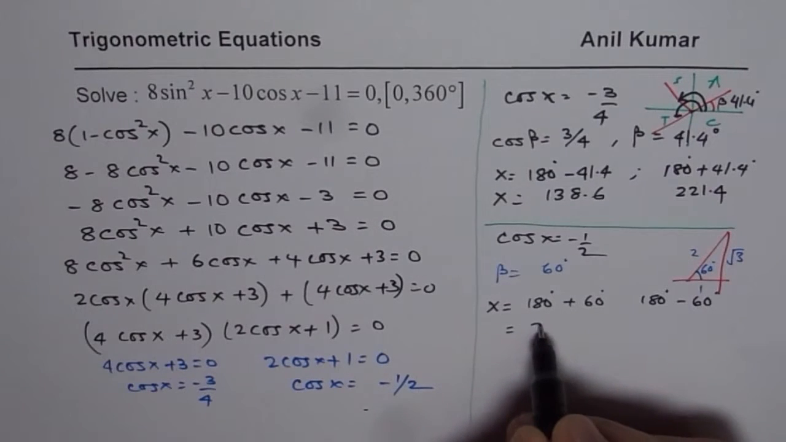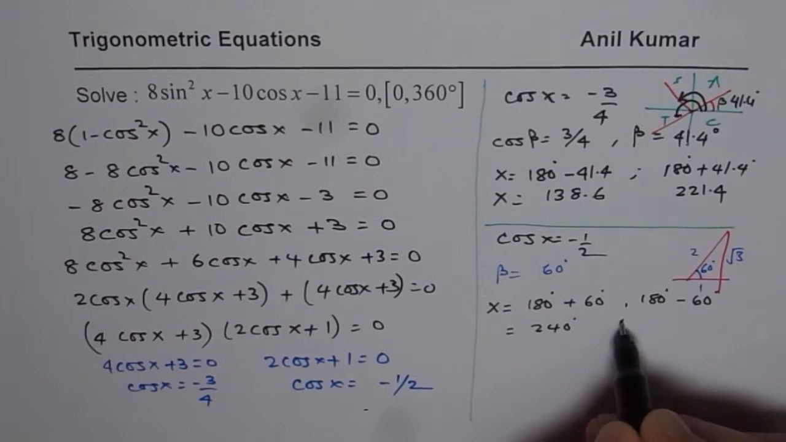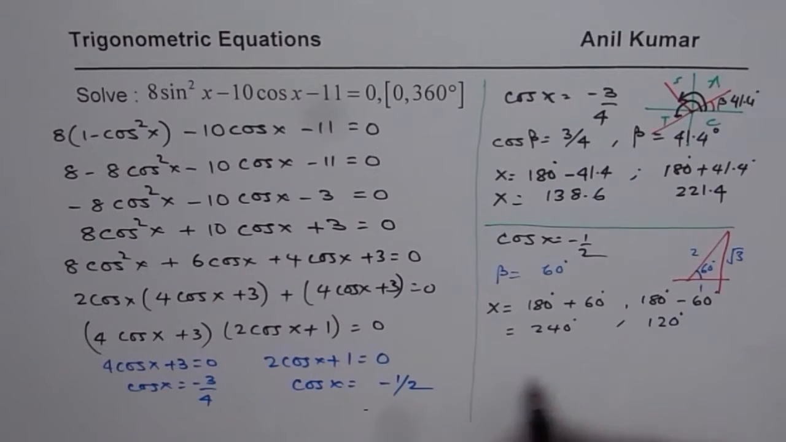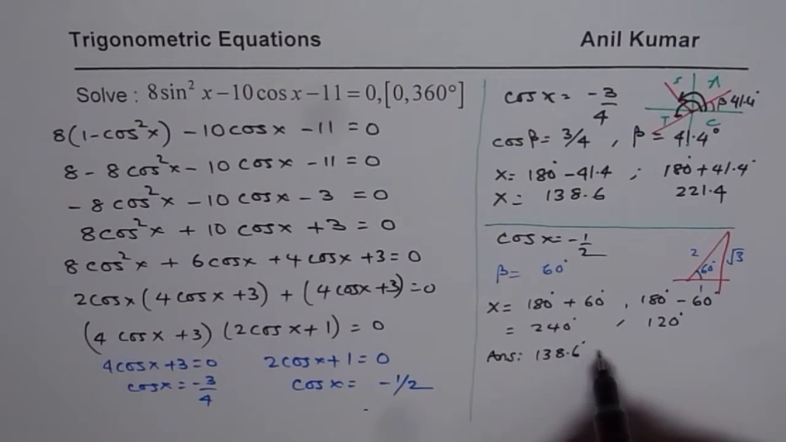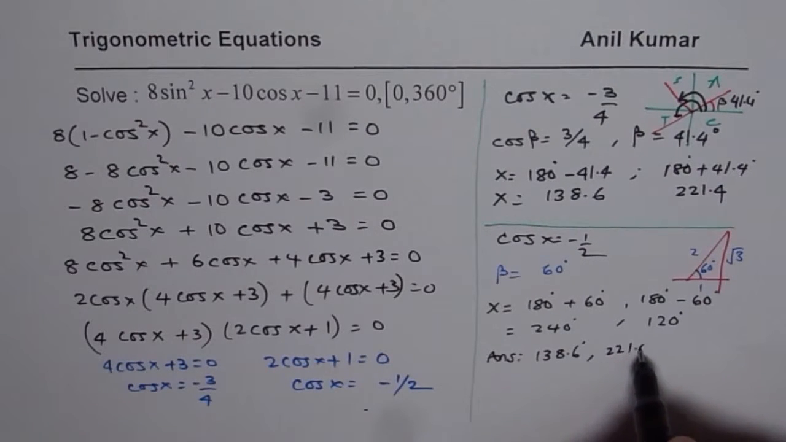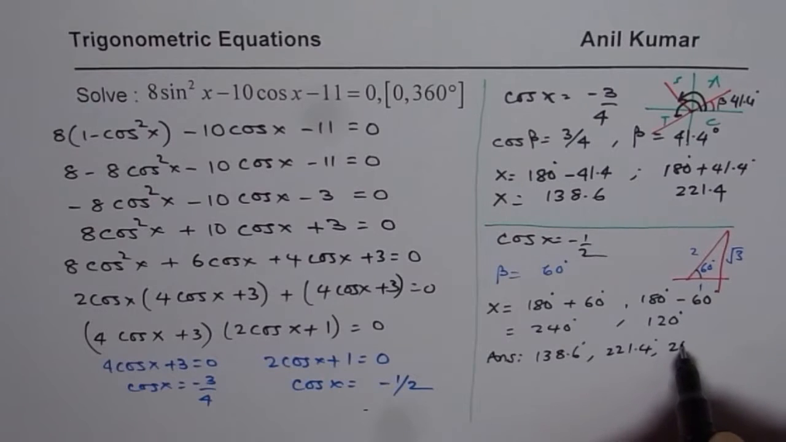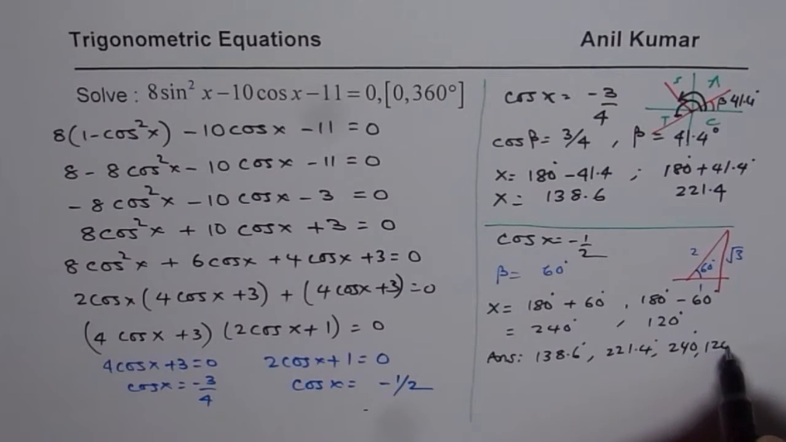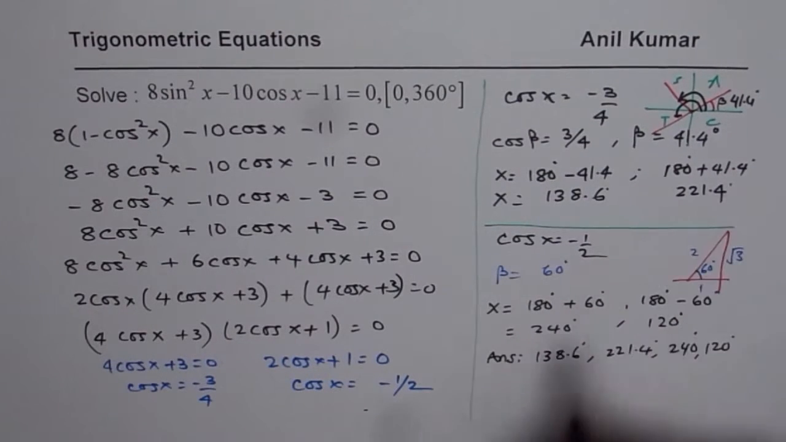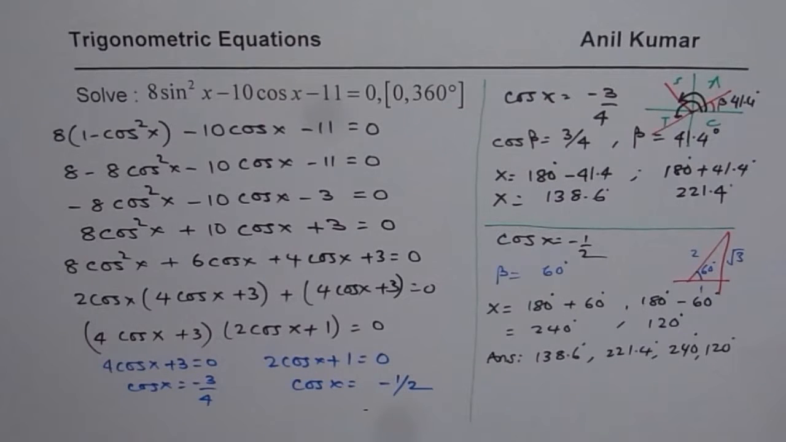So when you add, you get 240 degrees. When you subtract, you get 120 degrees. So our answer here is all these four values. You could write 138.6 degrees, 221.4 degrees, 240 degrees and 120 degrees, right? So these are the four solutions for the given equation.